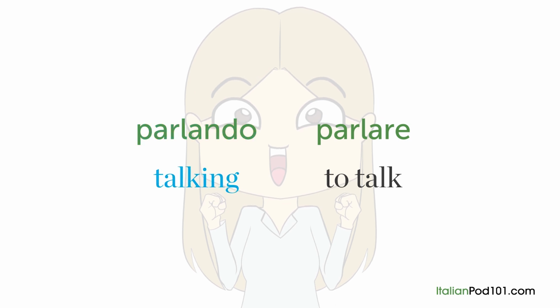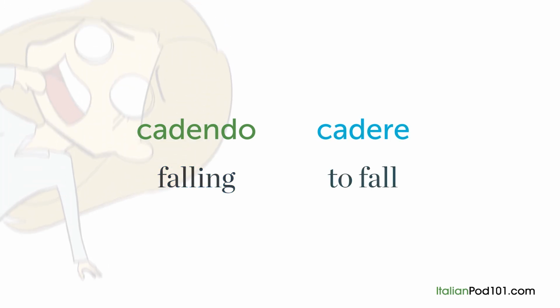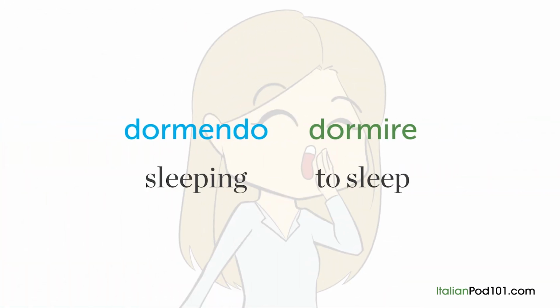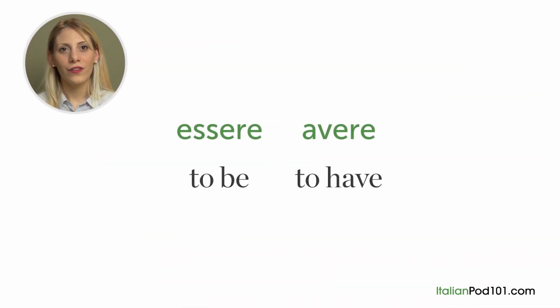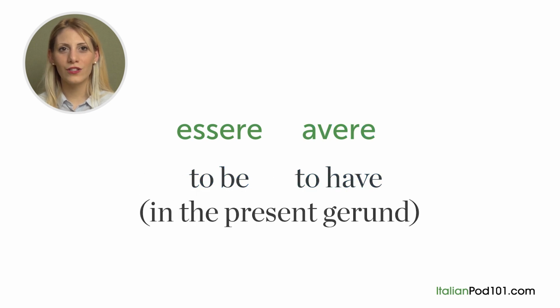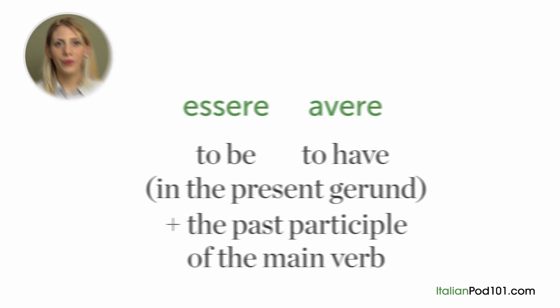Parlando, talking, from parlare to talk. Cadendo, falling, from cadere to fall. Dormendo, sleeping, from dormire to sleep. To form the past gerund, use the right auxiliary essere, to be, or avere, to have, in the present gerund, plus the past participle of the main verb.